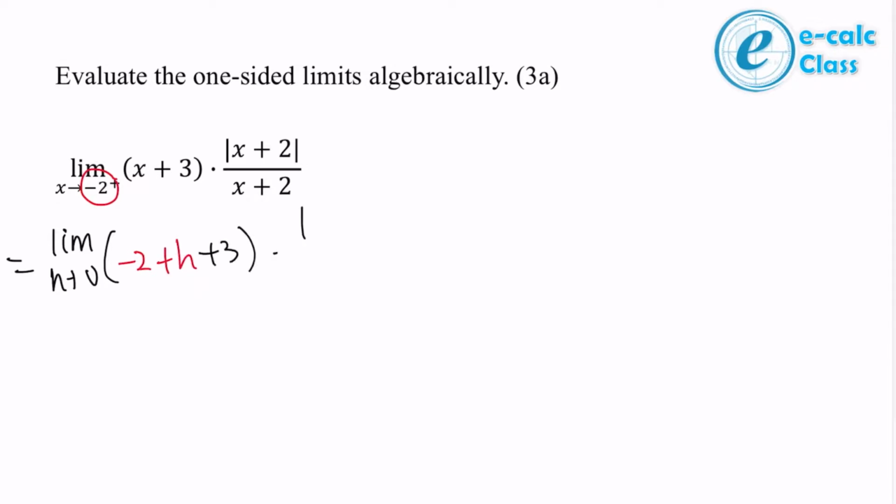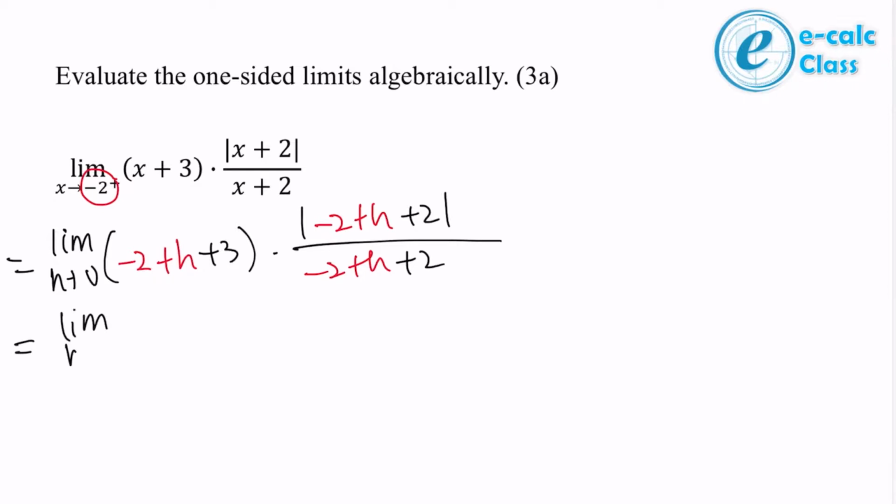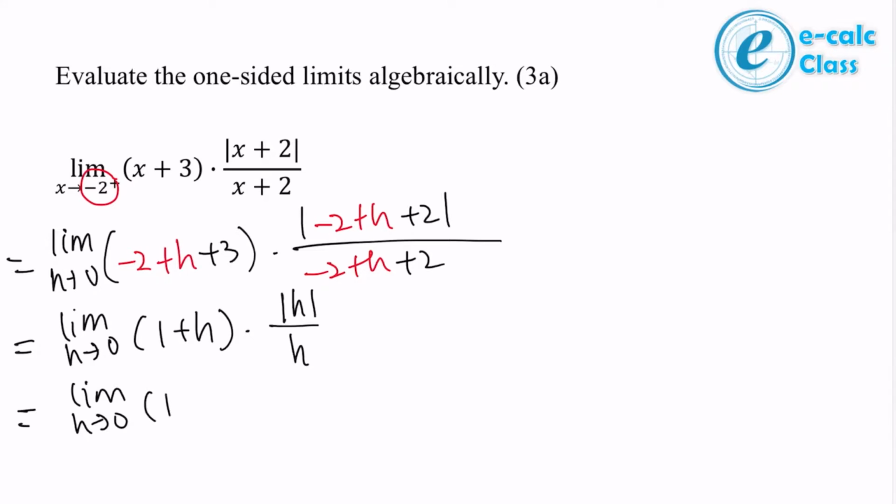Then be careful with the modulus. C plus h. Okay, what to do next? Simplify. 1 plus h, absolute value of h over h. What's next? If you directly plug in, what will happen? You have a 0 over 0. Or maybe let me just split it. Anyway, I want to focus on that part. Limit when h approaches 0 of absolute value of h over h.